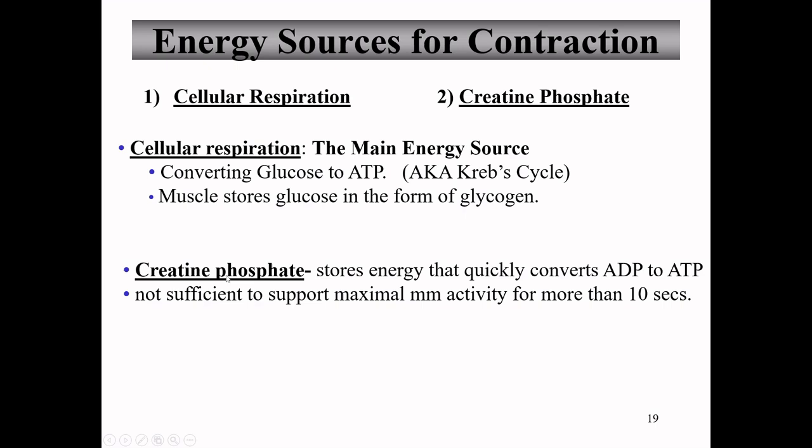The other energy source, creatine phosphate, is kind of an energy storage process, I want to say. It stores energy that quickly converts ADP into ATP, but it's not sufficient to support maximal muscle activity for more than 10 seconds. So I always think of this as my emergency energy.